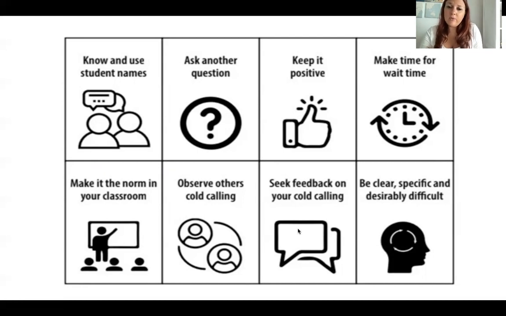And also this one, so I've observed others, but ask someone to give you feedback, to watch you with your cold calling, because there are things that we might not be aware of. Perhaps we are targeting students in the class we think might know, we're not giving as much wait time as we think, or maybe the questions that we're asking aren't clear, specific, and desirably difficult. So hopefully you find those top tips helpful.